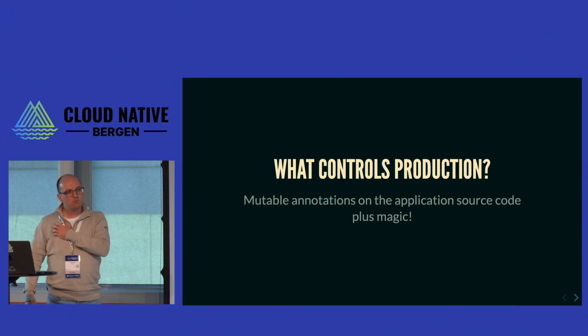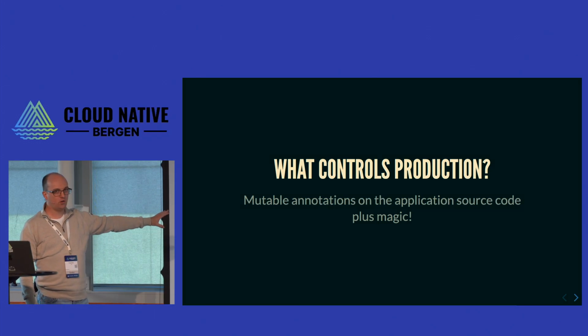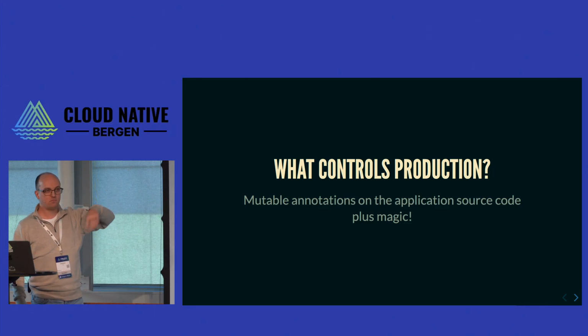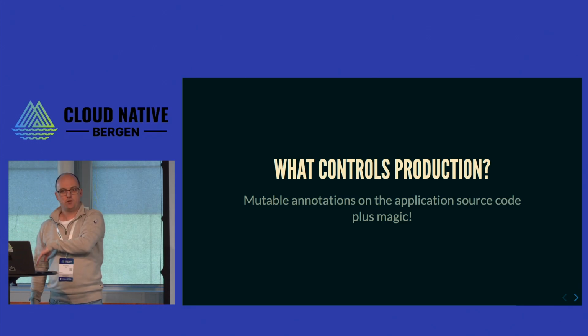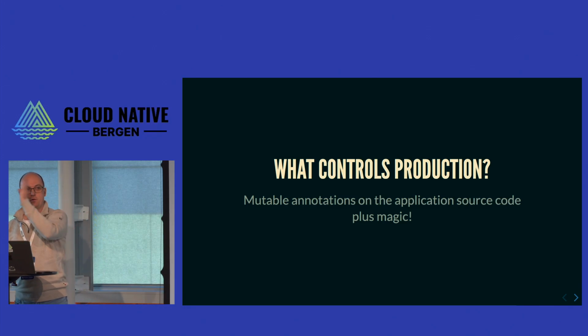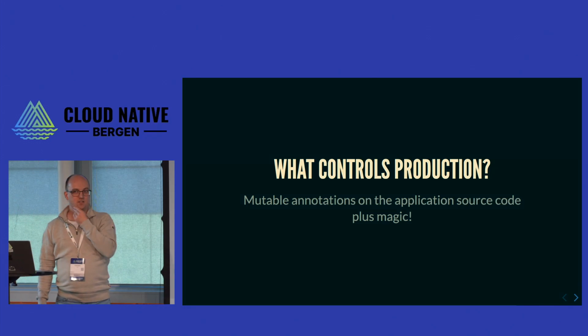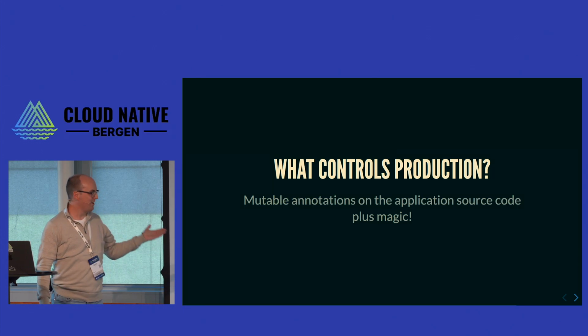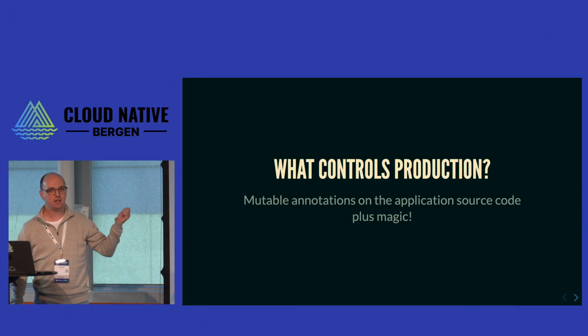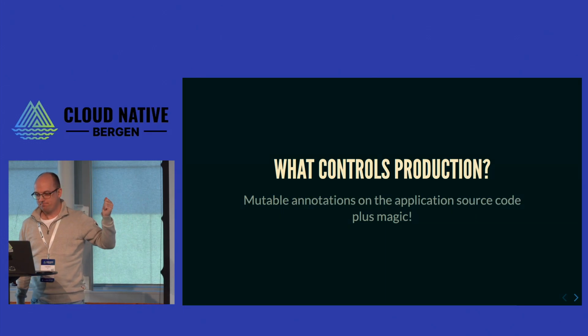But actually, we're using tags on the source code, which are mutable, to control what's running in production, right? Because we just apply some tag to the code, and some magic with this image automation does something to our GitOps repo, and things change in the cluster. So we don't actually have an immutable description of what we're doing, we just have tags.